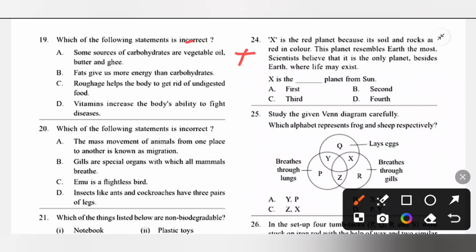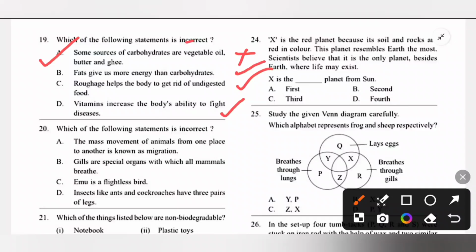B, fat gives us more energy than carbohydrate. True. C, roughage helps the body to get rid of undigested food. True. D, vitamins increase the body's ability to fight diseases. It is also a true statement. So the incorrect statement is option A. So option A is the correct answer.